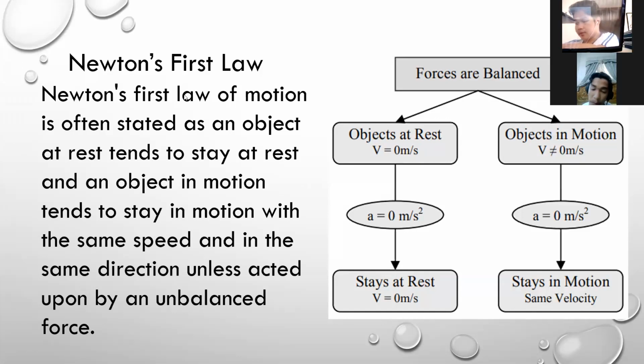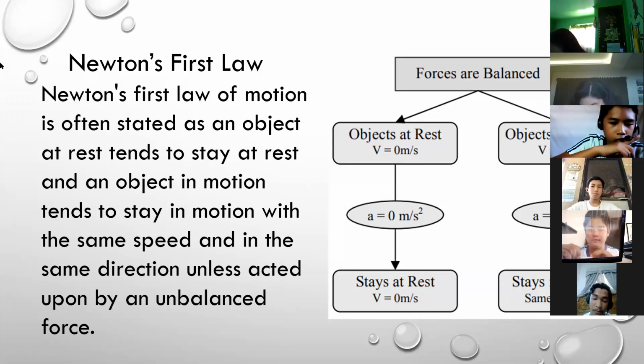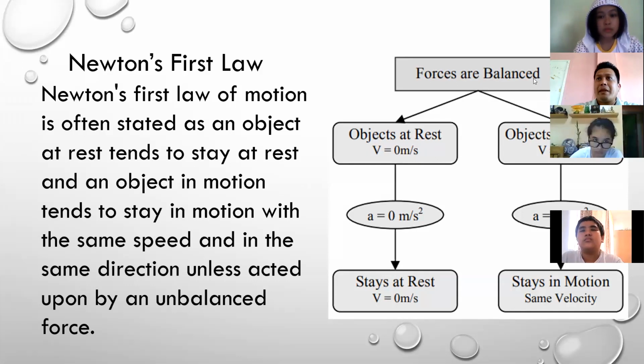So for example, may I ask those who are not muted to mute themselves so that it won't generate any feedback on my end?